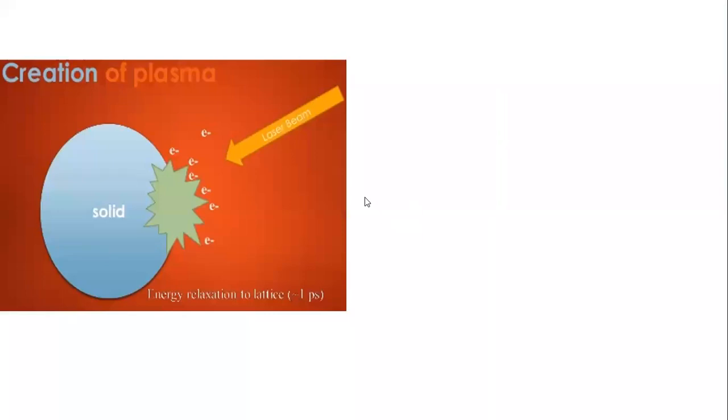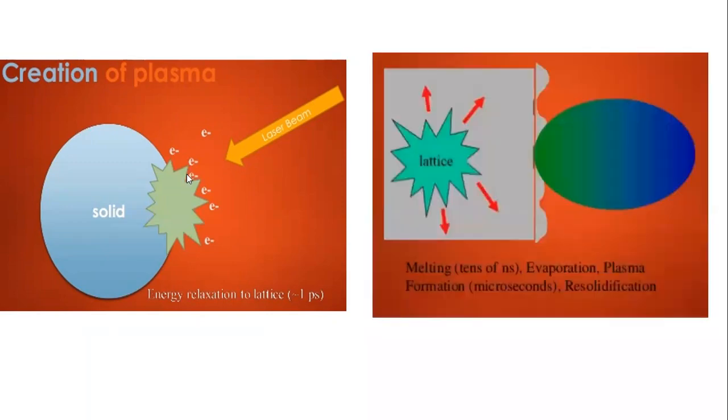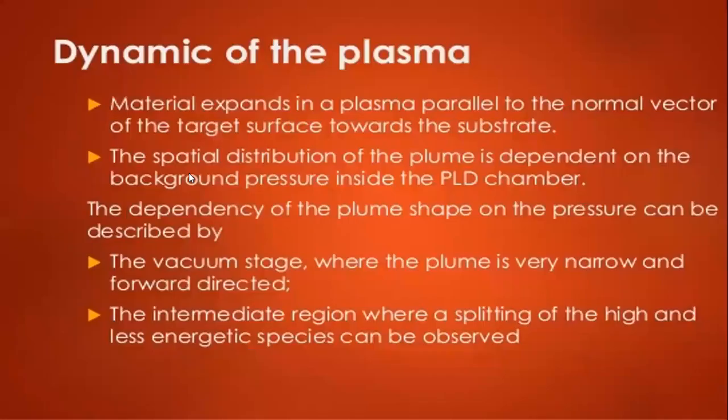So we already discussed this figure. How was the plasma created? Energy relaxation to the lattice is approximately around 1 picosecond. This is the targeted solid material, and whenever the laser beam interacts with or is deposited onto the substrate, this process happens, which we have already discussed.